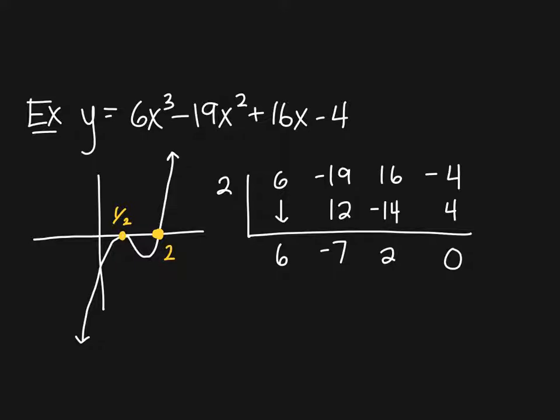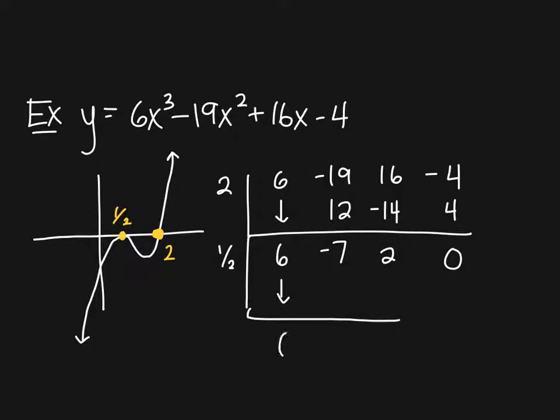We're going to do synthetic division again. We're not going to go back to the beginning numbers of 6, negative 19, 16, and negative 4. We're going to go from where we're at. There's no point in going back and redoing what we just did, because then you're just going to end up in a never-ending cycle. We want to make progress. So we're going to use these new numbers of 6 and negative 7 and 2.